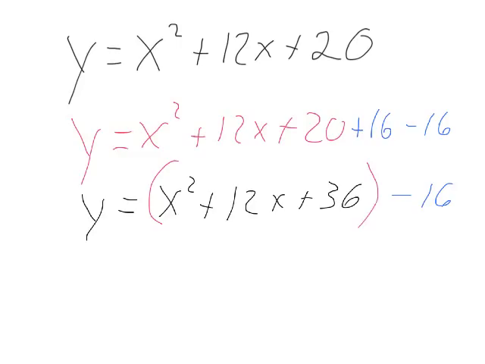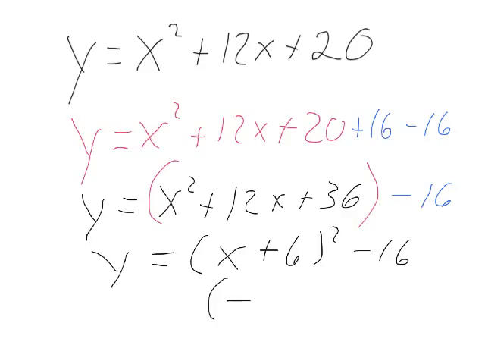Grouping it like this, I'll be able to factor it as x plus 6 quantity squared minus 16. And I've pretty much solved this problem. It is now in vertex form, and I can see that the vertex is going to be at negative 6, negative 16. Easy to graph from there.